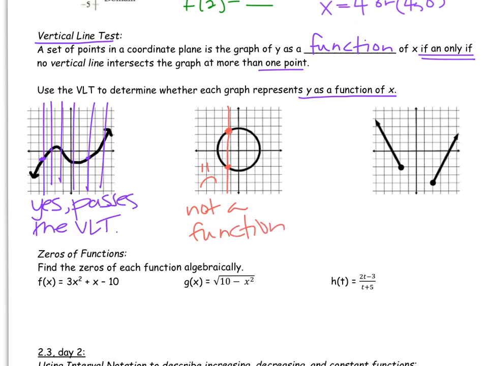That last one would be an example of a piecewise function. Remember when we evaluated piecewise functions in 2.2? This is a graph of what a piecewise defined function might look like. And if we draw vertical lines through the left, through the right, notice it only crosses at most one time. So yes, it is a function. And how do we know? It passes the vertical line test.